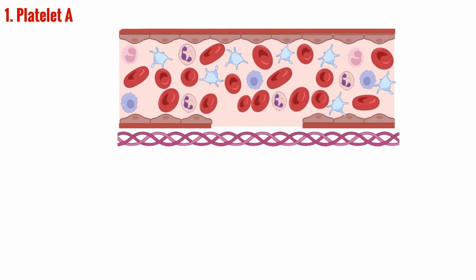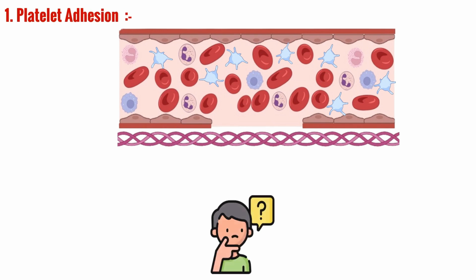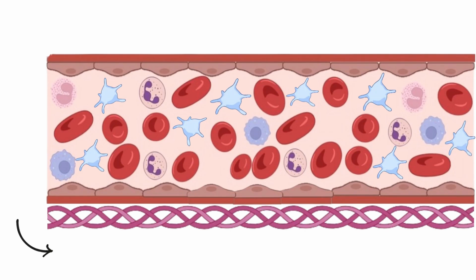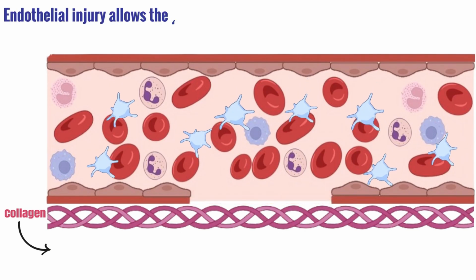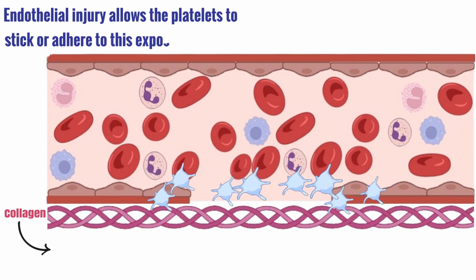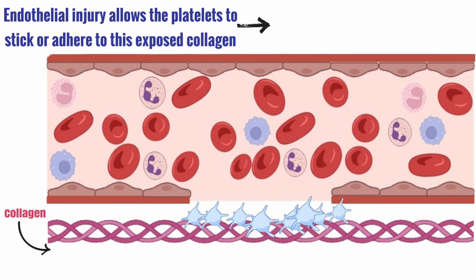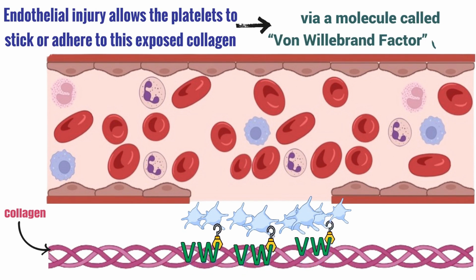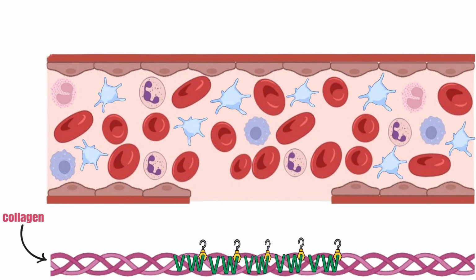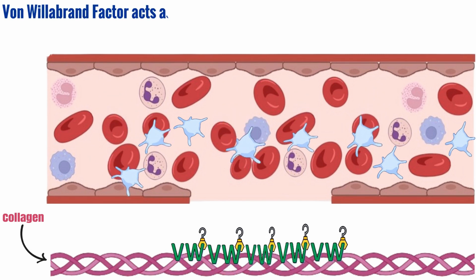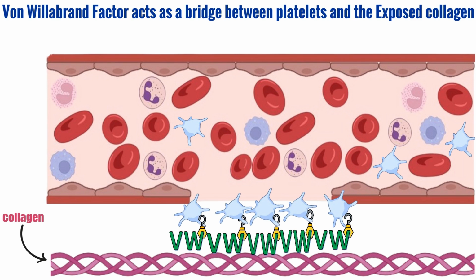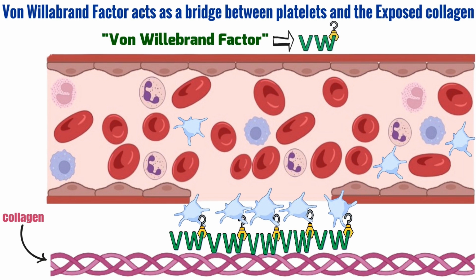First one is platelet adhesion. Now you will wonder, how do platelets adhere to the exposed collagen of a subendothelium? So, endothelial injury allows the platelet to stick or adhere to this exposed collagen, and this happens via a molecule or protein called von Willebrand Factor. As you can see in the picture, von Willebrand Factor acts as a bridge between the platelets and the exposed collagen. I have drawn von Willebrand Factor as a VW in this picture, so it's easy and interesting to understand.